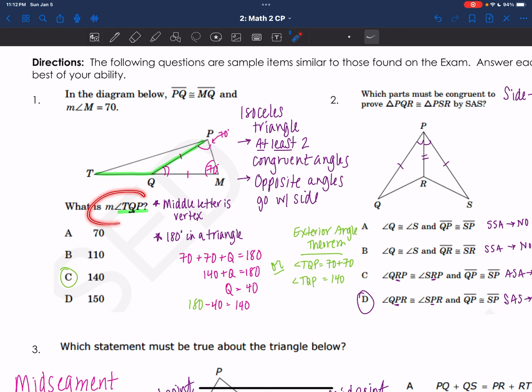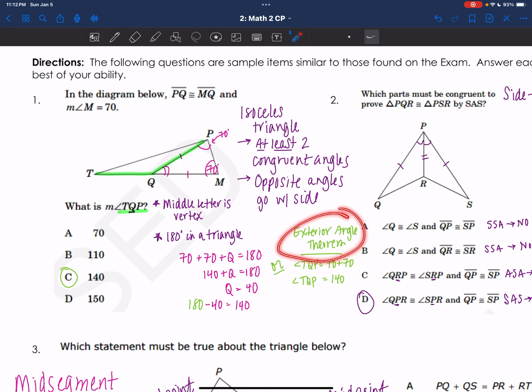All right, so it wants to know what's the measure of TQP. So remember, the middle letter is the vertex, and there are 180 degrees in a triangle. So if this is 70, this is also going to be 70 because these two are congruent. So you're going to go 70 plus 70 plus the measure of angle Q equals 180. Once you get that, you've got 40, and then go 180 minus 40 equals that. So that's one way to do it.